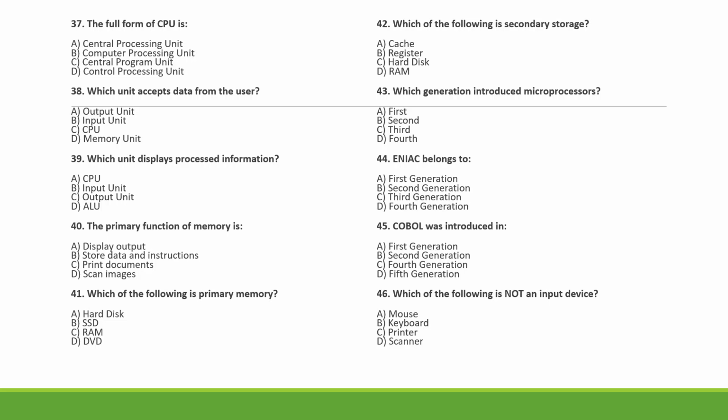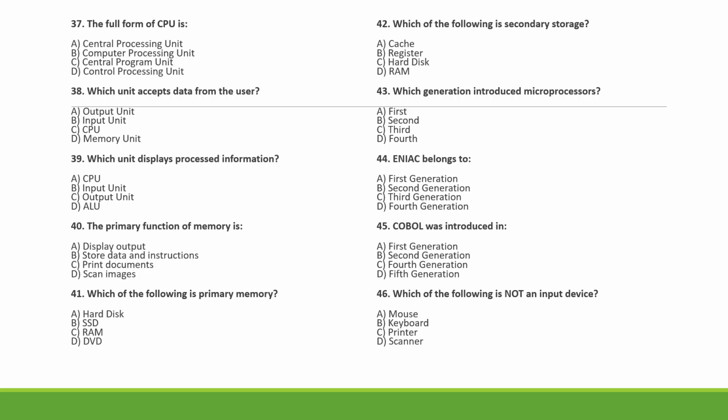Which of the following is secondary storage? Cache memory, register, hard disk, and RAM. Here option C is the hard disk, which is a secondary storage device. Which generation introduced microprocessors? Here, in the fourth generation of the computer, they introduced microprocessors. Correct answer is option B.